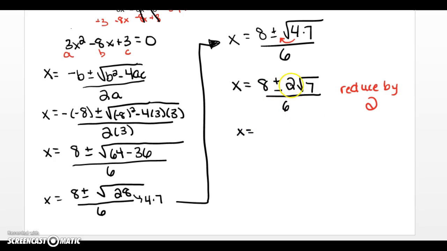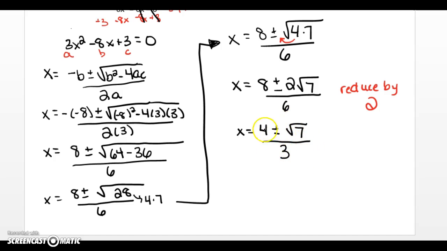So we're going to reduce each of those terms by 2. What we're essentially going to do is divide those numbers by 2. So you have 8 divided by 2 is 4, plus or minus 2 square root of 7 divided by 2 is just the square root of 7. That's divided by 6 divided by 2 is 3. Now that our fraction is fully simplified, we cannot reduce by any other numbers, and our square root symbol is simplified as well.